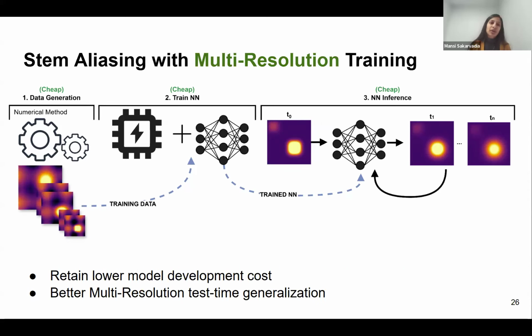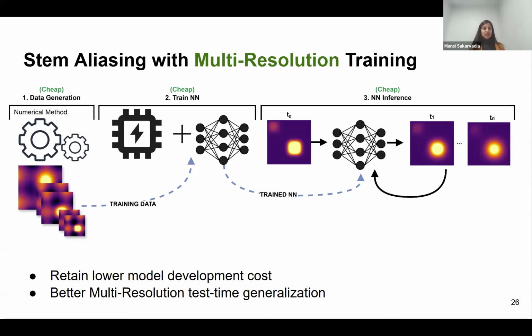So what we do in our paper is we propose a simple data-driven technique to stem aliasing with multi-resolution training. What we advocate is that in step 1 during data generation, rather than generating all high-resolution data or all low-resolution data, you generate a mix of data.